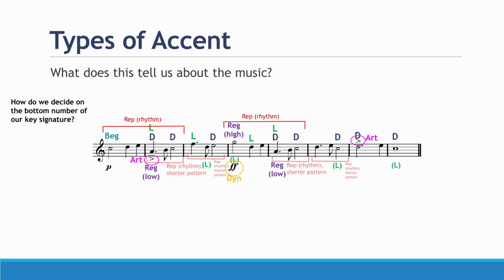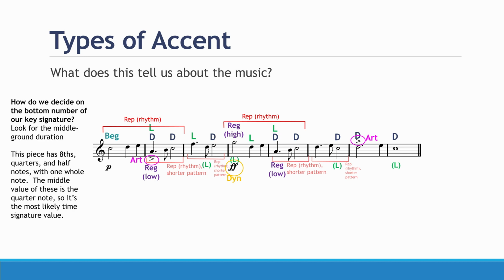So let's answer the question, how do we decide on the bottom number of our time signature? Well, the durational accents, like I said, are one aspect of that, but we can also look for the middle ground duration. What do I mean by that? Well, this piece has eighth notes, quarter notes, and half notes, with one whole note at the very ending. If I'm thinking to myself, well, what's the average of these notes? Probably it's going to be the quarter note.